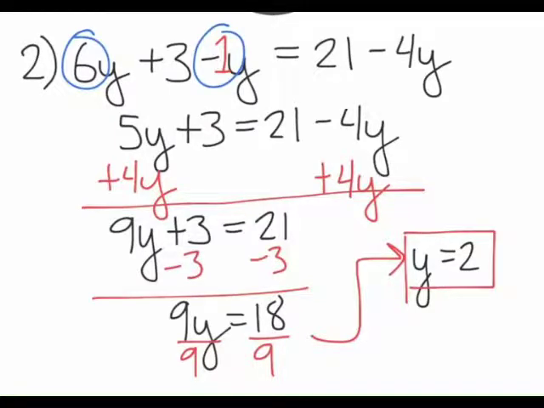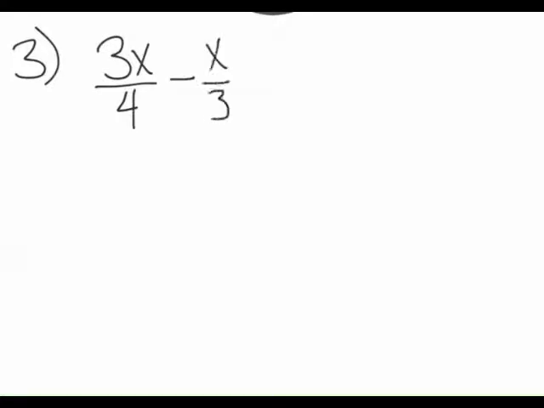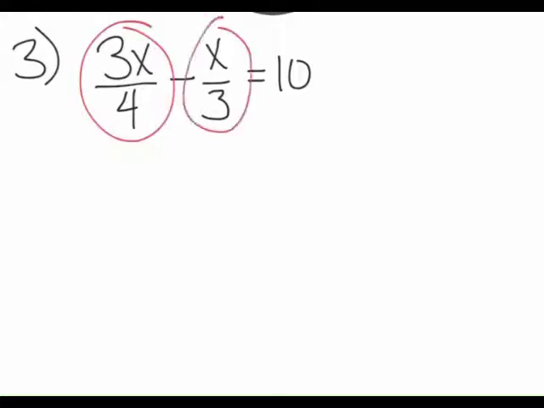Okay, let's look at another example. You're going to hate me for this one. I know you are. 3 times x divided by 4 minus x divided by 3 equals 10. So why do you hate me? Well, I hope you don't actually hate me, but if you slightly dislike me a little bit more than you did a second ago, it's probably because we have division happening here, okay?